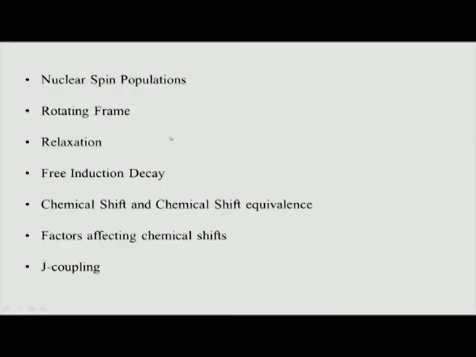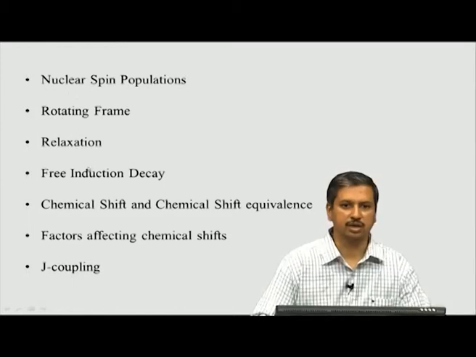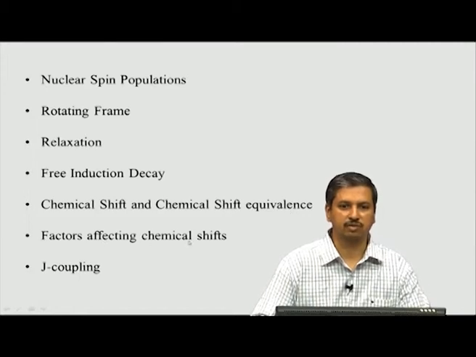This is what is shown here. We have basically looked at the following different aspects: nuclear spin populations, the rotating frame, relaxation, free induction decay, and what chemical shifts are, what chemical shift equivalence is, the different factors which affect chemical shifts, and J coupling. What we will do now is go through each of these and quickly see what these concepts are, so that we will not be relooking at them again as we move on further.